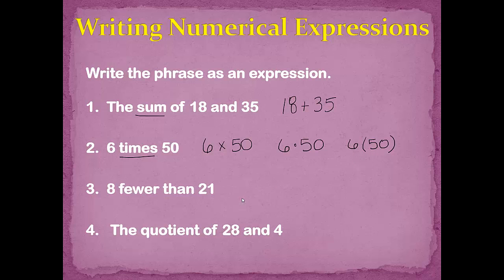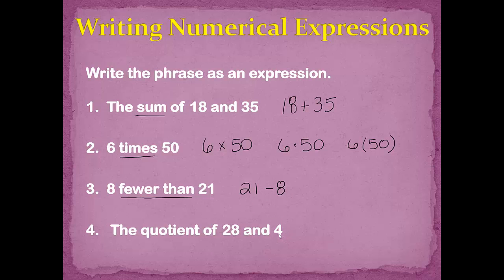Now number 3 is 8 fewer than 21. Fewer than tells us subtraction. So 8 fewer than 21, we would start with 21, and we have 8 fewer than that number. So we have 21 minus 8. And this would be 8 fewer than 21.